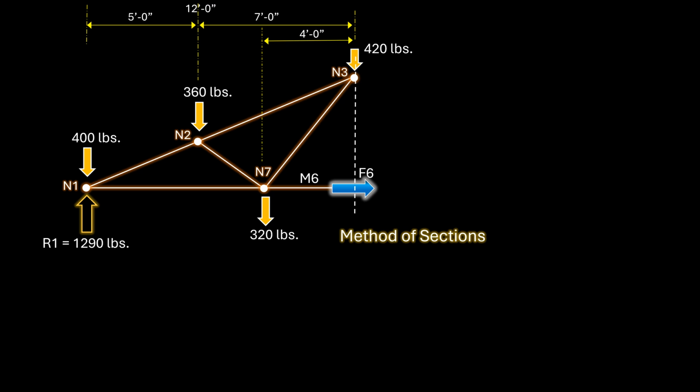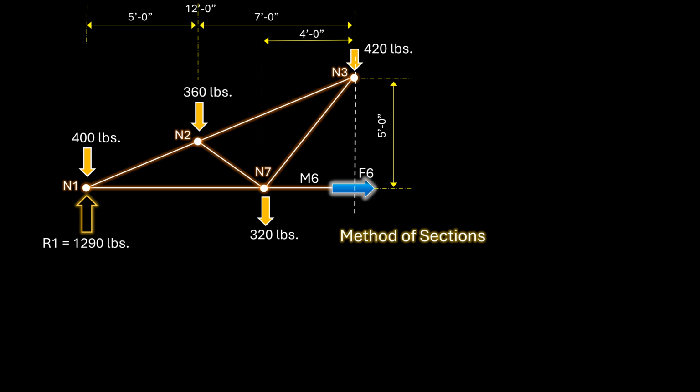This is the same distance for the 1290-pound reaction at node 1. F6 is a horizontal force. We are interested in the vertical distance between the force and node 3. In this case, the distance is 5 feet.